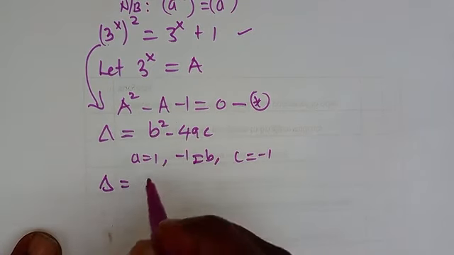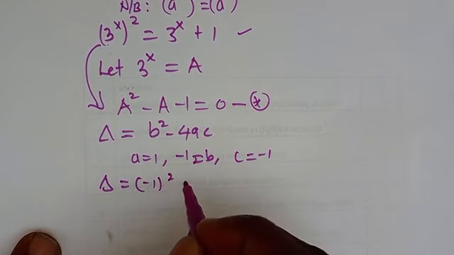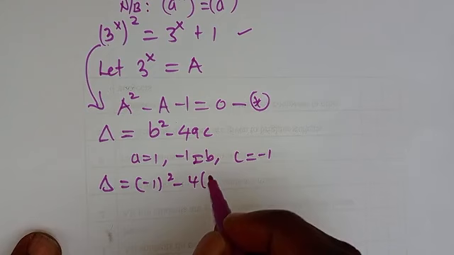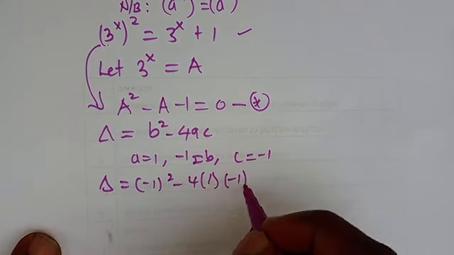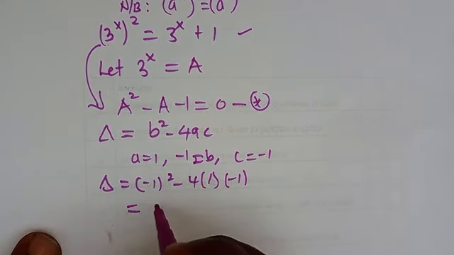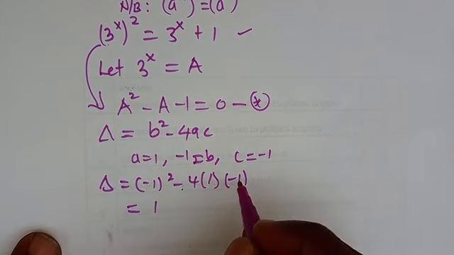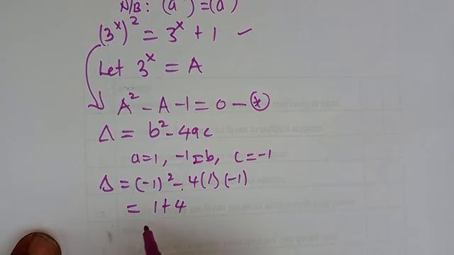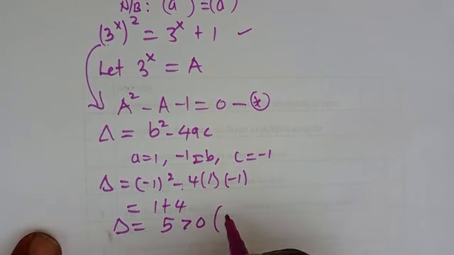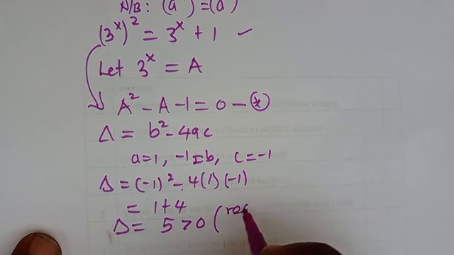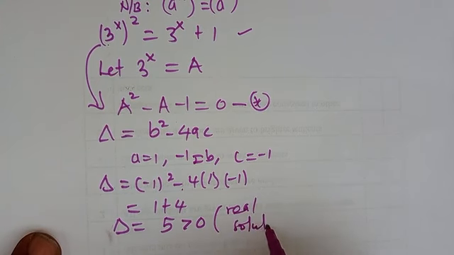So you have b squared, (b minus 1) all squared, minus 4 times a, which is 1, then c is minus 1. So this is going to be 1 minus 4 times minus 1, that's going to give me 4, which is 5, the discriminant. So the discriminant is 5, which is greater than 0, so therefore we are going to have real solutions here. So now we can solve further from here.